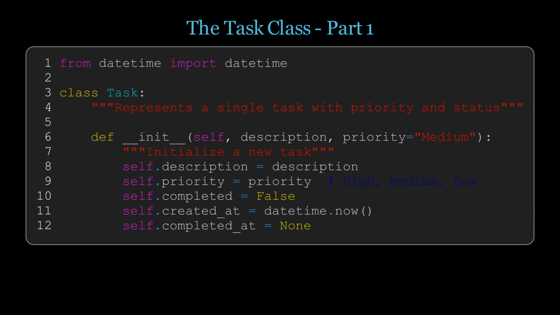The task class init method takes a description and an optional priority with a default of medium. We store the description and priority as instance variables. The completed flag starts as false, new tasks are incomplete. We capture the creation timestamp using datetime.now. The completed attribute starts as none and will be set when the task is marked complete. This gives us complete tracking of each task's life cycle.